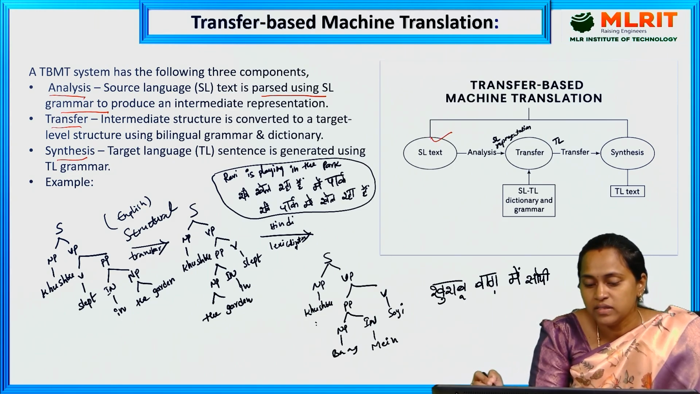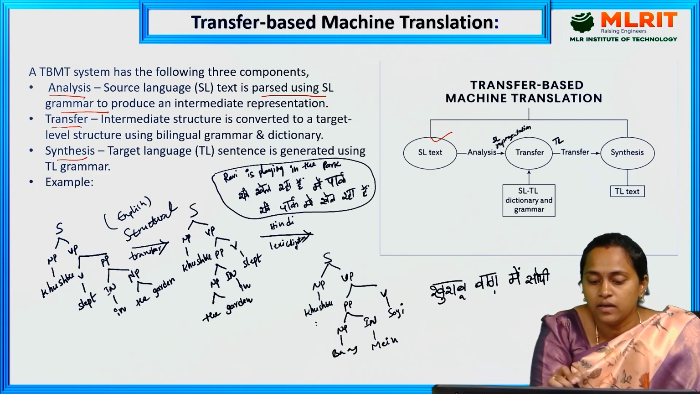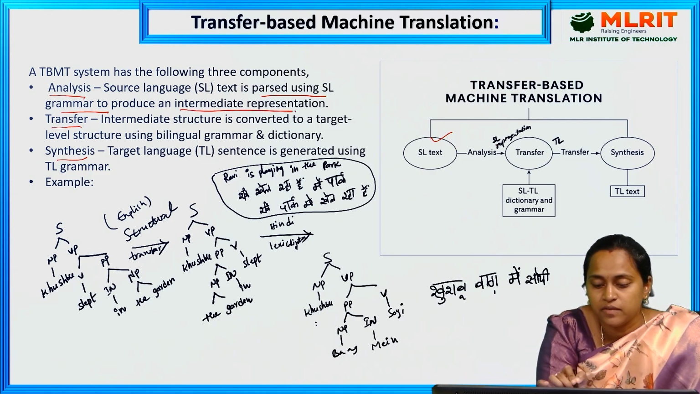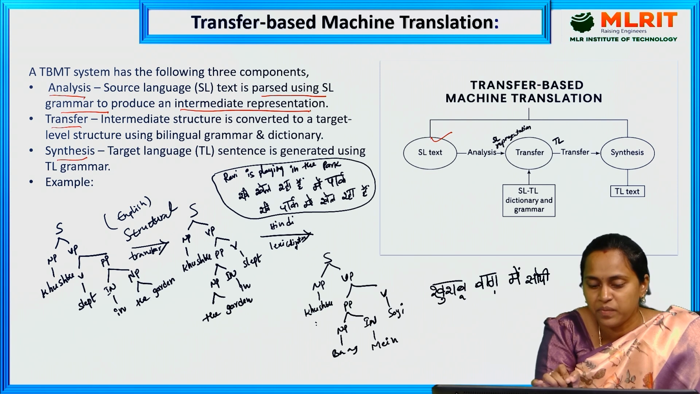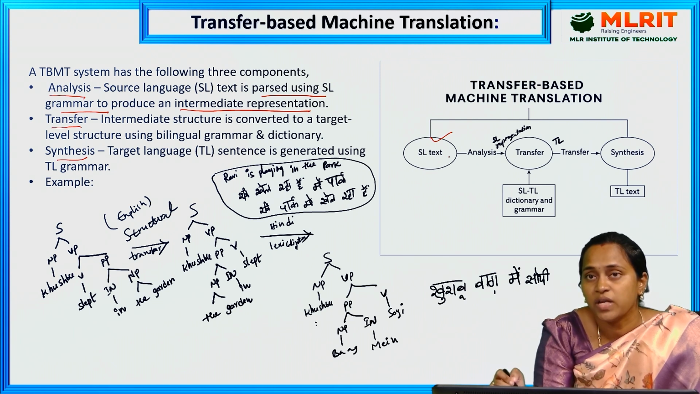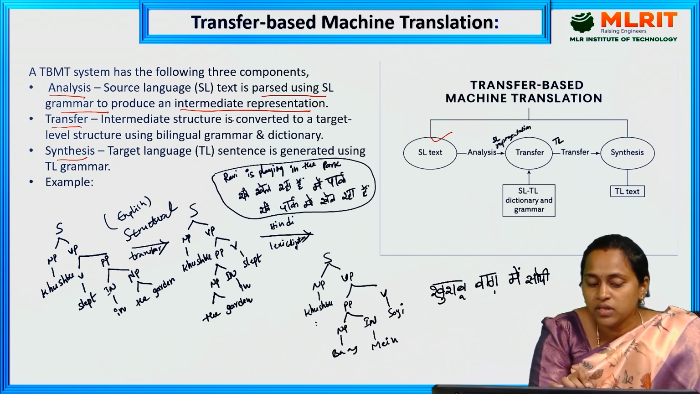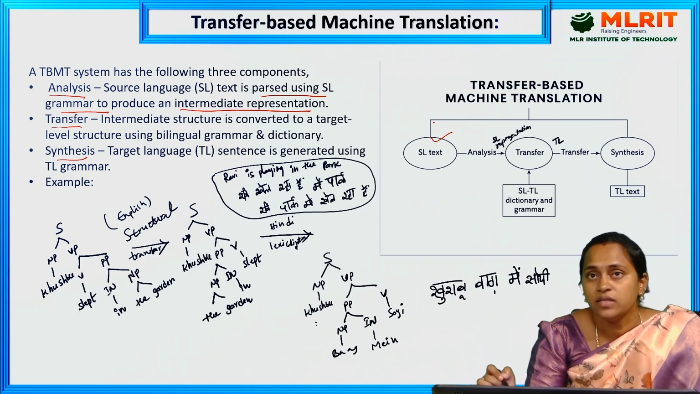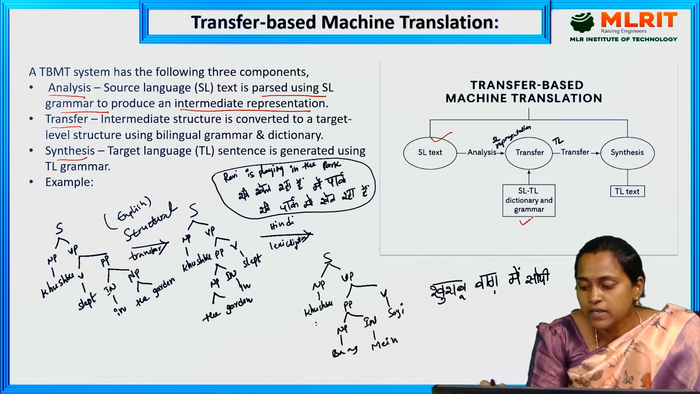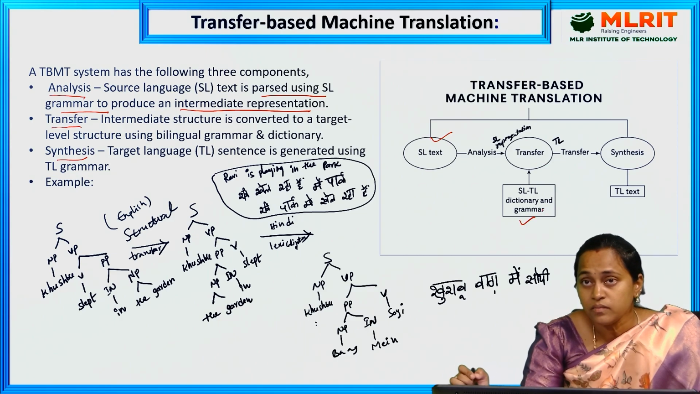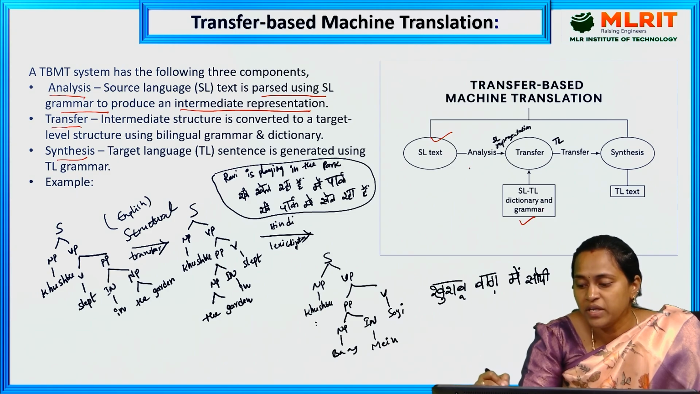First we take the source language text. For analysis we are using the intermediate representation. After analysis is completed, the source language representation transfers to the target language representation. Within that we are using the SL and TL dictionary and grammar. This is the overall meaning of transfer-based machine translation.